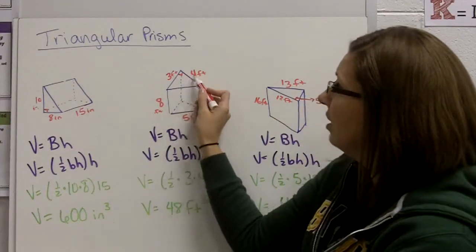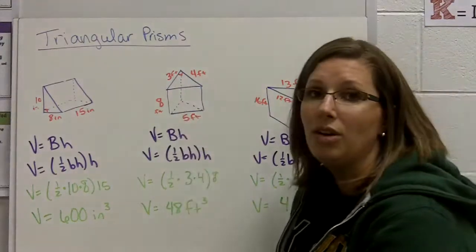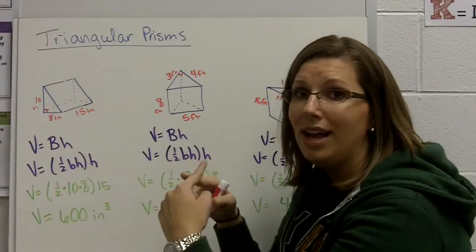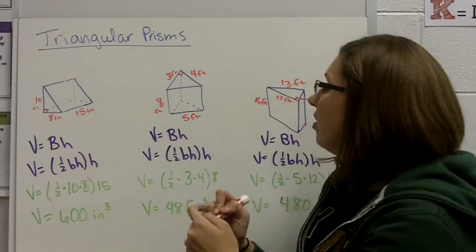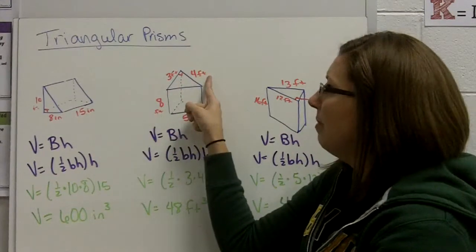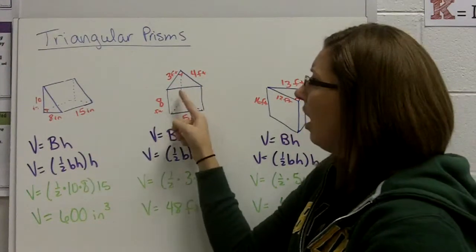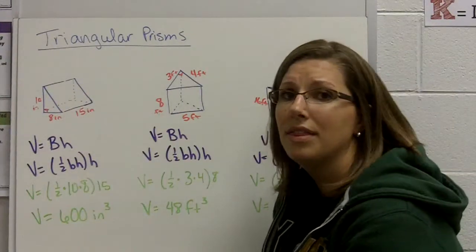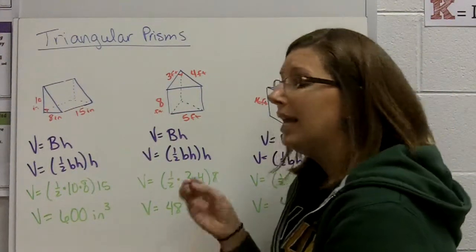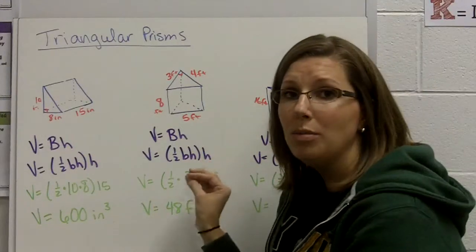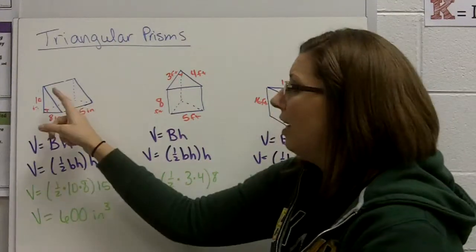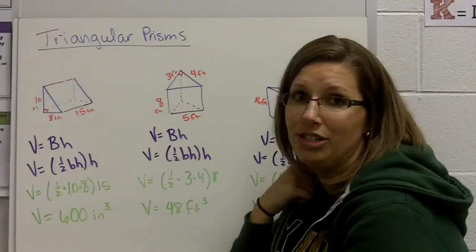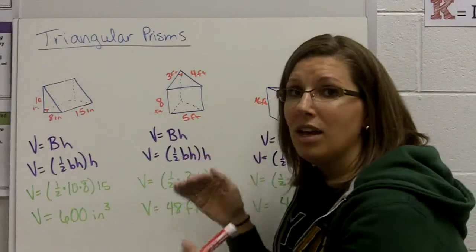Here we've got 2 lines that are touching the right angle. Those 2 lines make the right angle a right angle. So that's going to be my base, that's going to be my height. This other line here, that's called the hypotenuse. When we find volume, we do not use that other number, that other edge. We just use the base and the height.